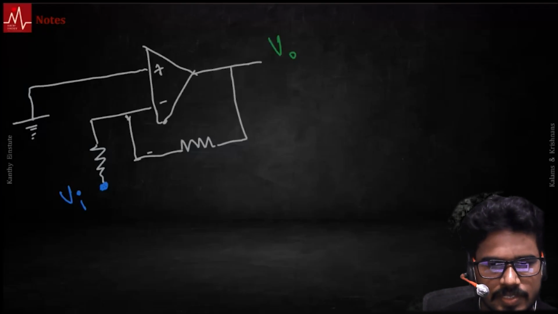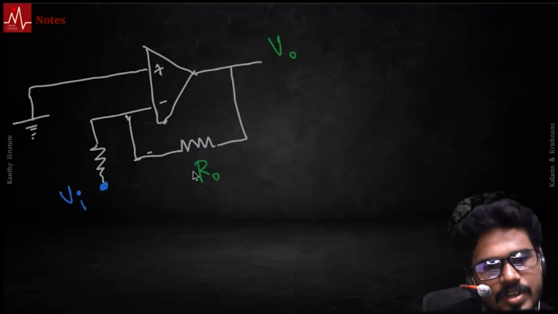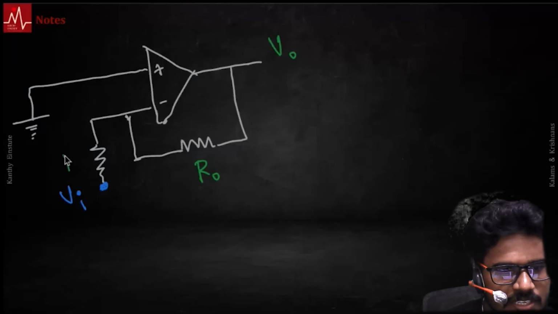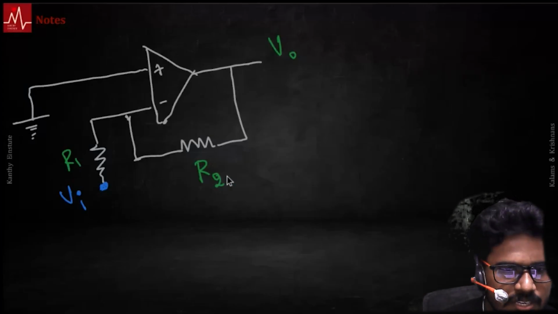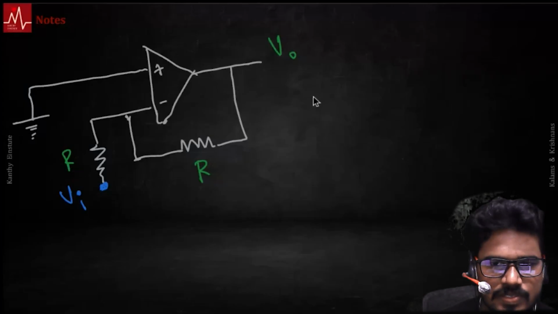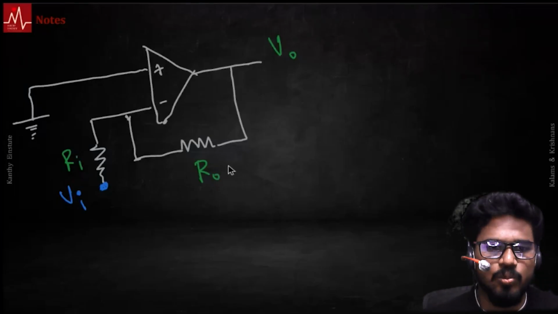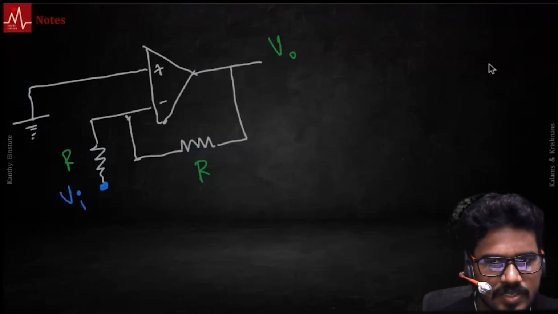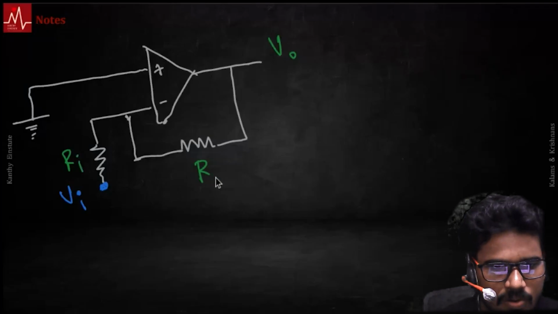There is a resistance here, call it RO, output feedback loop resistance. Or many times this is your first resistor and this is your second resistor. You could also say this is your input resistance, and this is your output feedback loop resistance. Let's stick to R1 and R2. Fairly easy. In fact, let's stick to this RA and RO.